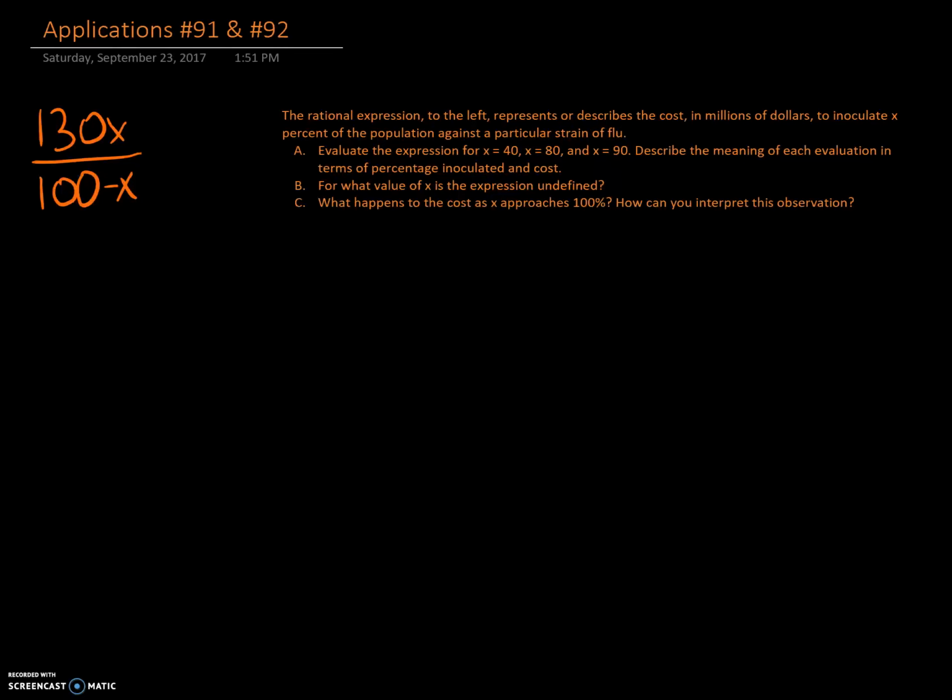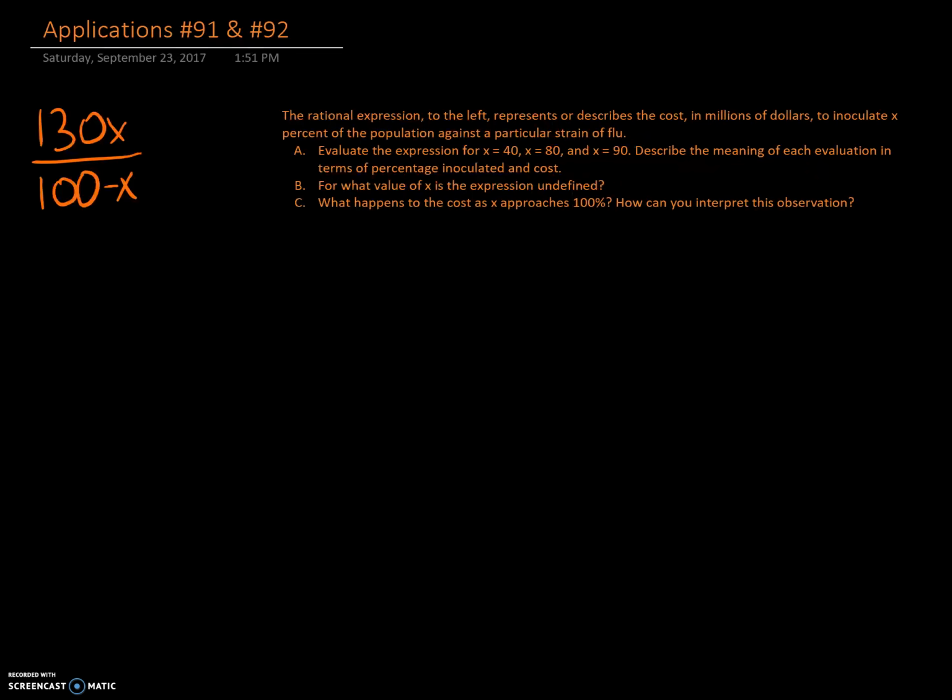So we're going to look at two application problems just to get us ready for the work we're going to do tomorrow with application problems. So this rational expression is 130 times x divided by 100 minus x. Now, this describes cost in millions of dollars to inoculate a percent of the population against a particular strain of flu. And what we have here is a couple things that it wants us to do.